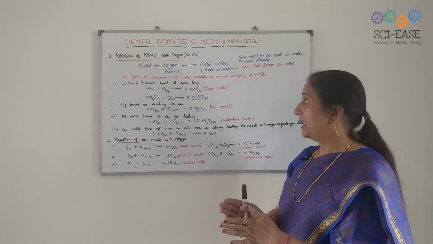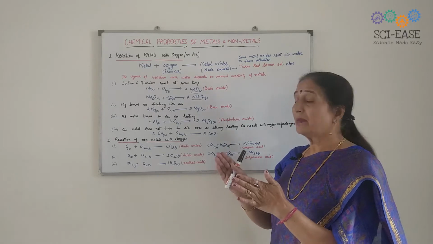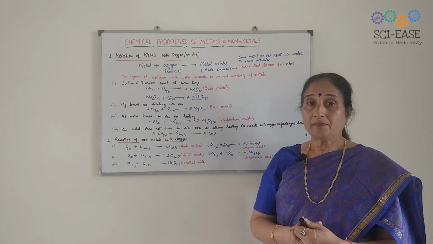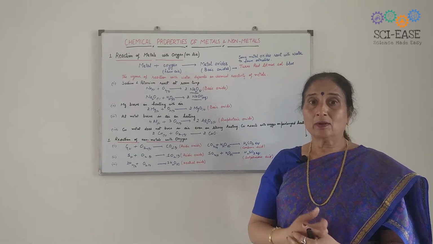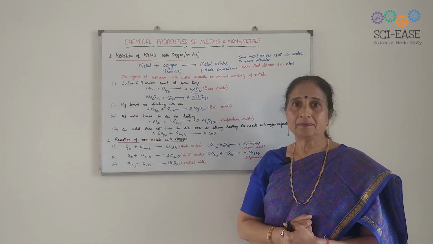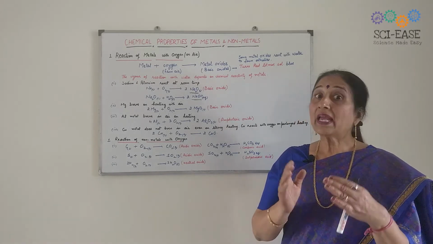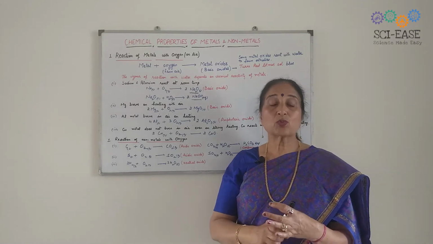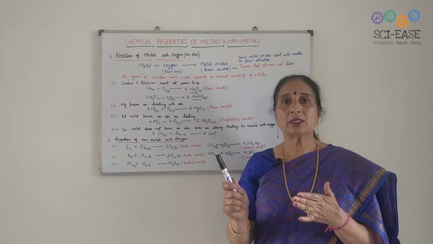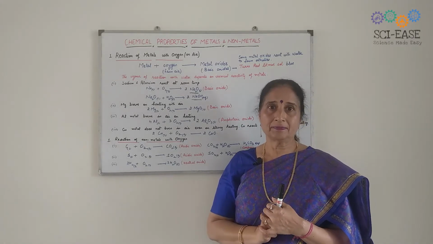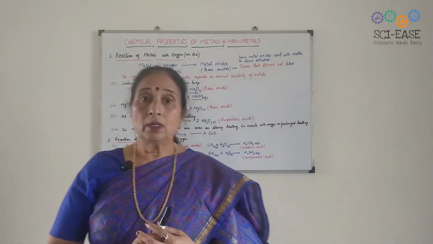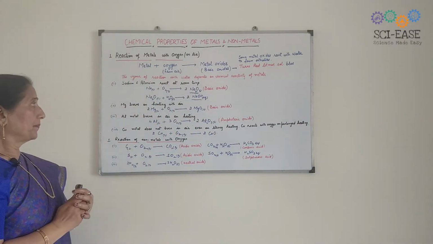Both these elements, sodium and potassium, are most reactive when placed in open air. They will catch fire, so they are kept in kerosene. This question is very, very important: why are sodium or potassium kept in kerosene? Because of their reactivity.